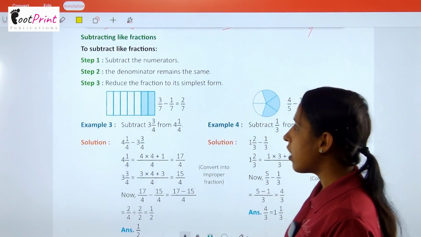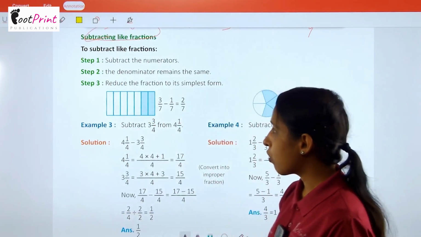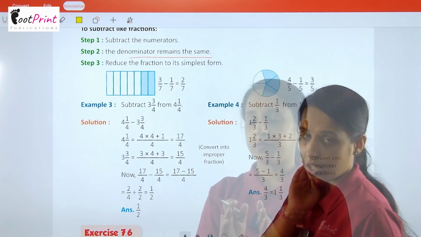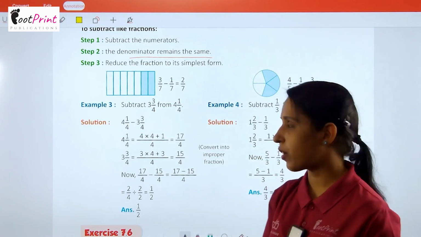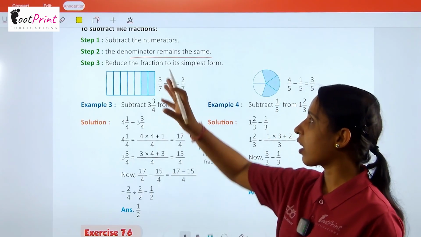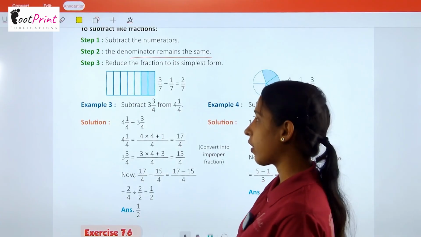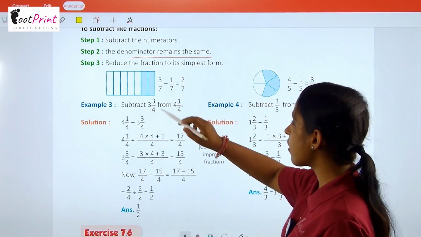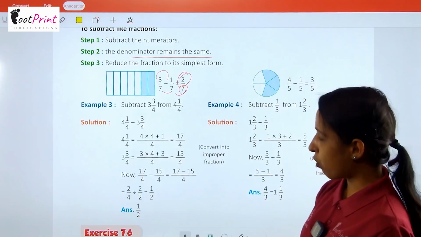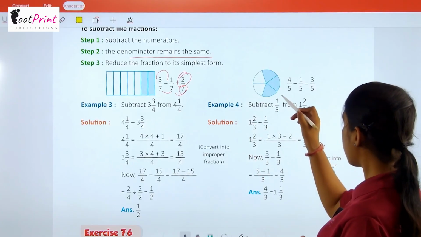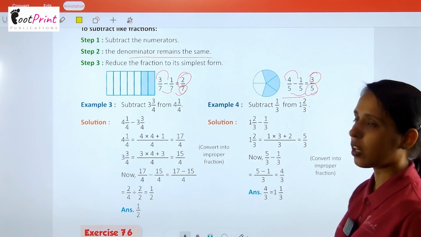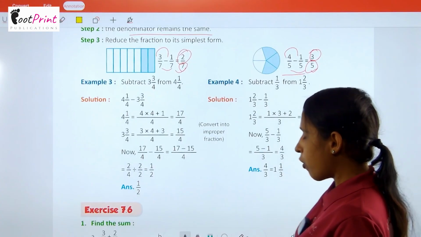Now we will learn subtracting like fractions. So how will we subtract? Subtract the numerators, and the denominator will be the same. As we know, like fractions have the same denominator, so we work with the numerators. If we have to subtract, we subtract the numerators. So here 3/7 minus 1/7, the denominator will be the same, that is 7, and 3 minus 1 will become 2. So our fraction will become 2/7. Here also 4/5 minus 1/5, 1 taken from 4 is 3, and the 5 stays 5, the denominator does not change. Let's solve some examples of it.